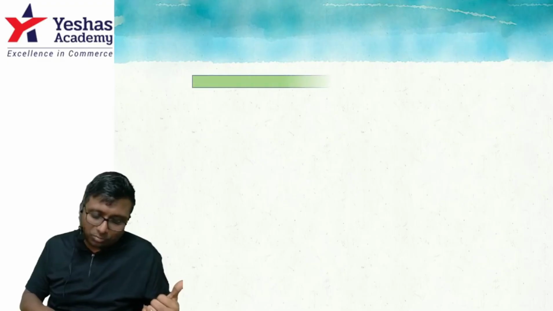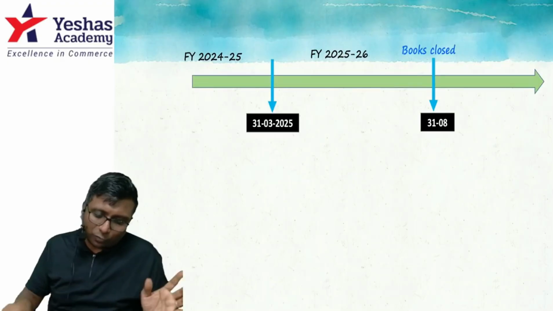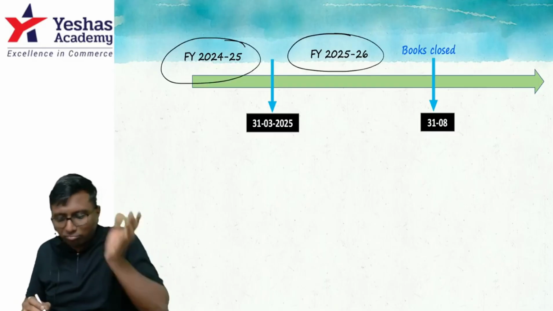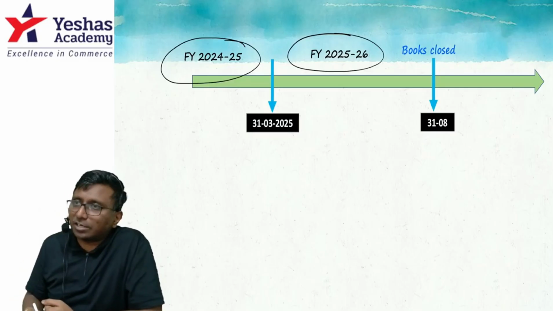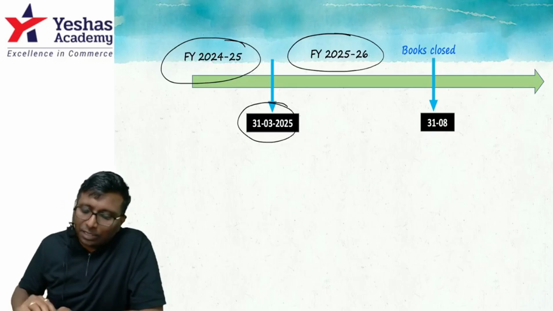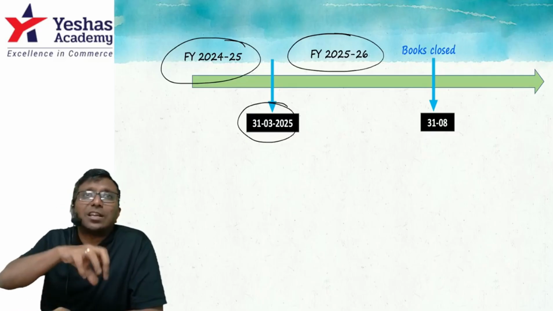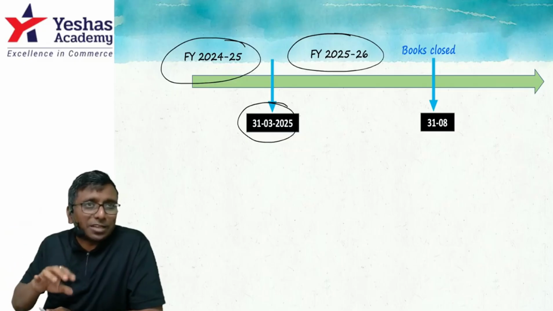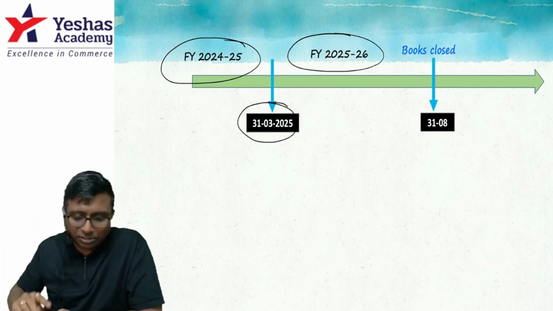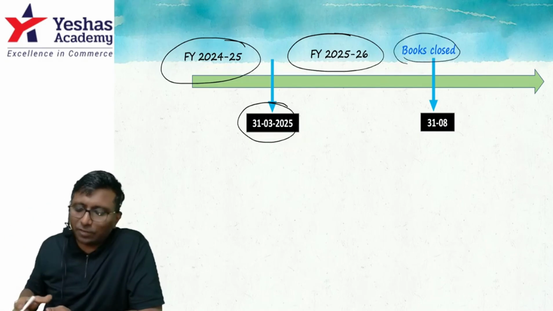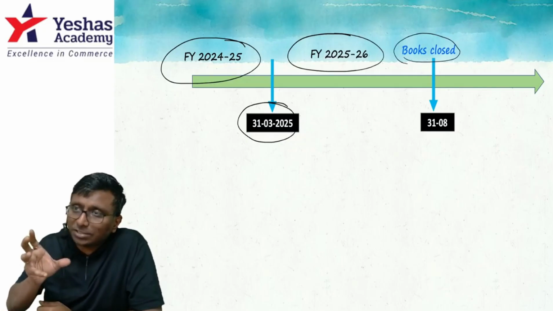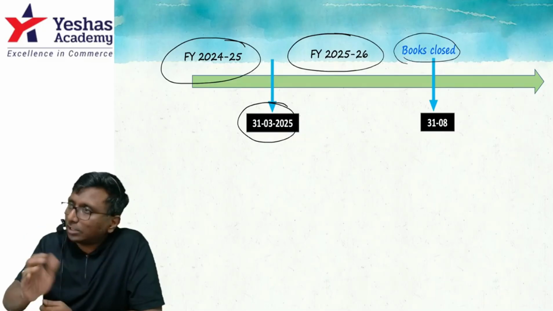So now the next point. Here 24-25 is the financial year, and 25-26 is the next financial year. I'm taking 24-25 as my financial year. They are talking about events occurring after the balance sheet date, which means after 31st March, till the date of board of directors approval. Say the board approval happens on 31st August. So the events occurring between which two dates? 31st March to 31st August.